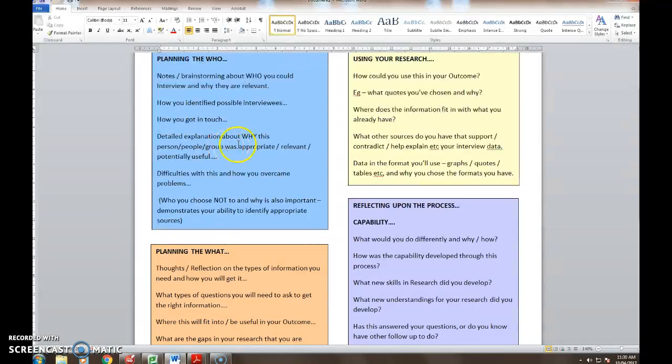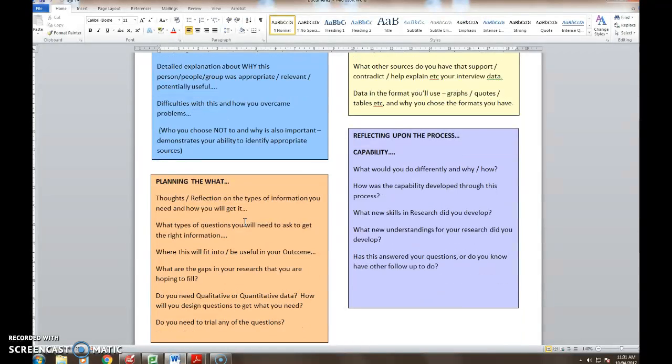You need a detailed explanation about why this person or these people, or this group if it's a survey, was the appropriate or relevant or potentially useful group. Any difficulties that you have had in identifying someone, and how you overcame these problems, is also really important to put in. Don't shy away from talking about who you've chosen not to interview, and tell me why you chose the group that you did to survey and why you've chosen not to survey another particular group. It's also really important, and it helps you demonstrate your ability to identify appropriate sources.